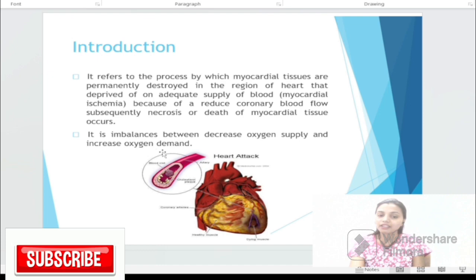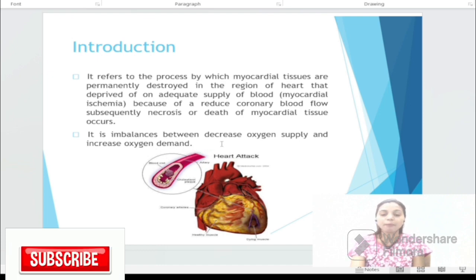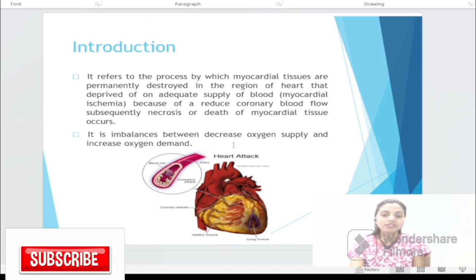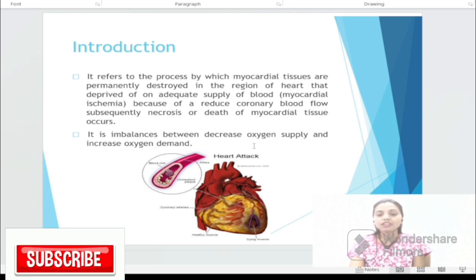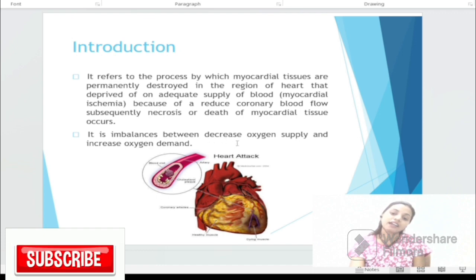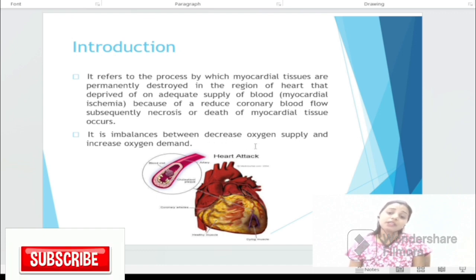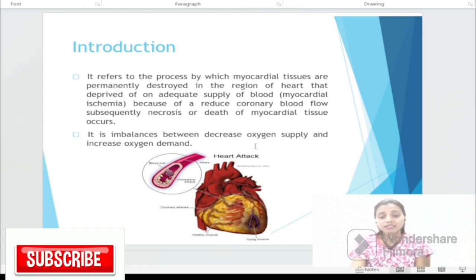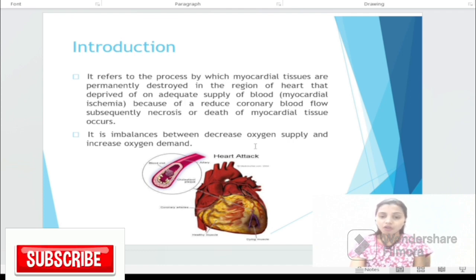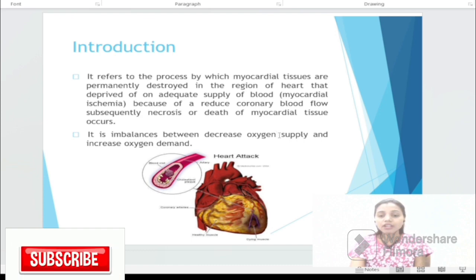This lactic acid also causes the pain. When the patient has myocardial infarction, the patient has severe chest pain. It is also called MI. Okay, and it is also called a heart attack. So when the patient has a heart attack, the patient feels severe chest pain due to the decreased oxygen supply to the myocardial cells.